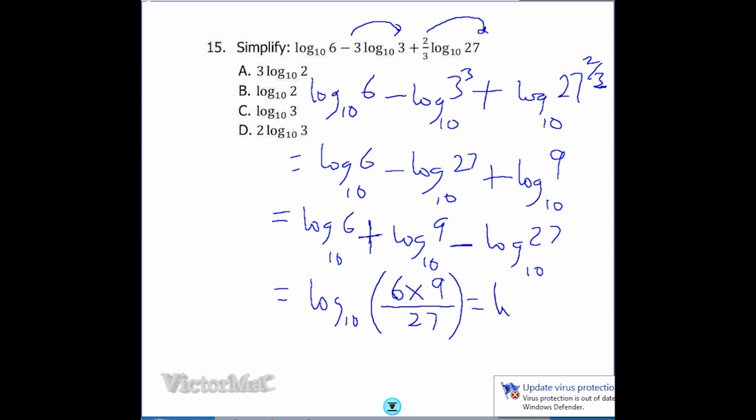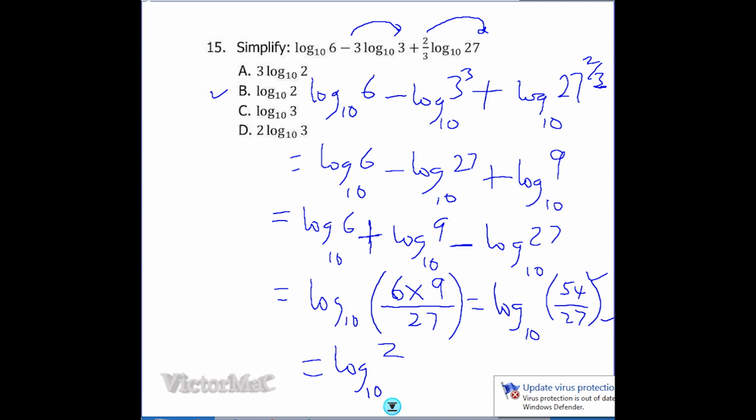So we have log 6 times 9 is 54. 54 over 27, that's 2. So the answer is 2 log 10. When we divide 54 by 27, we have 2. So the answer is log 2 base 10, option B.